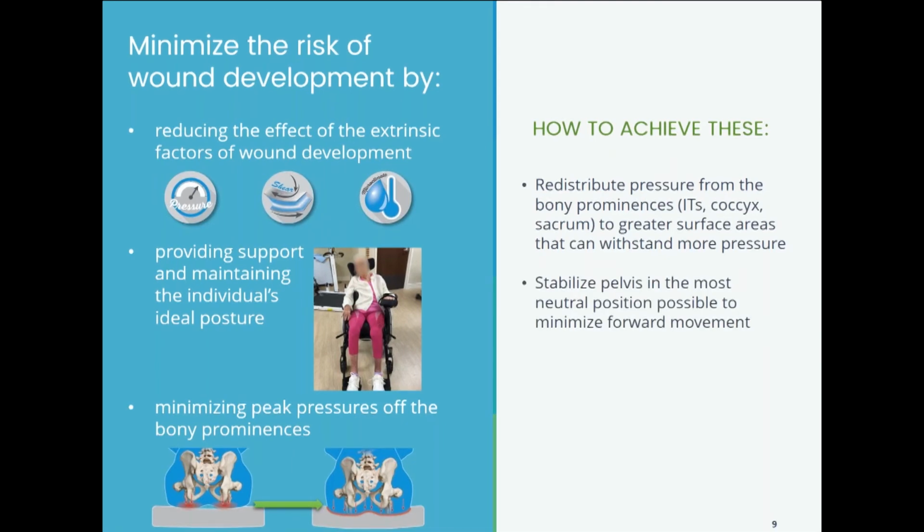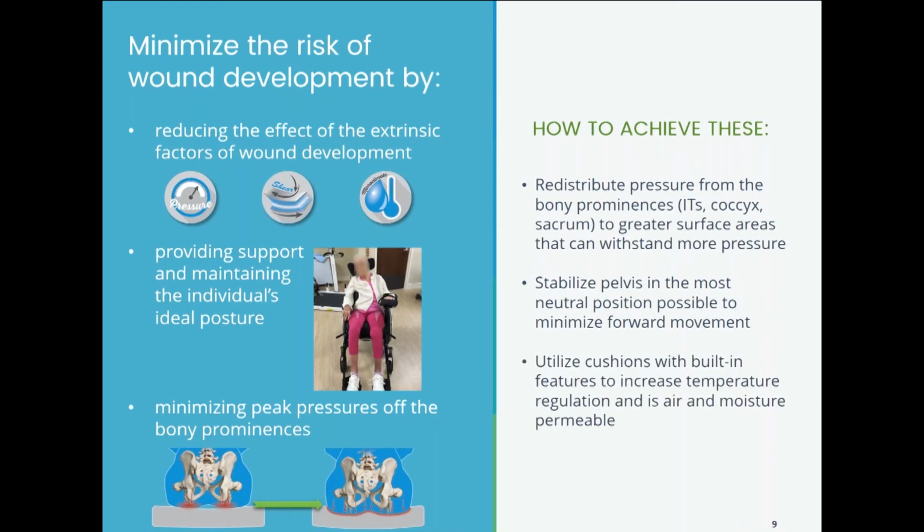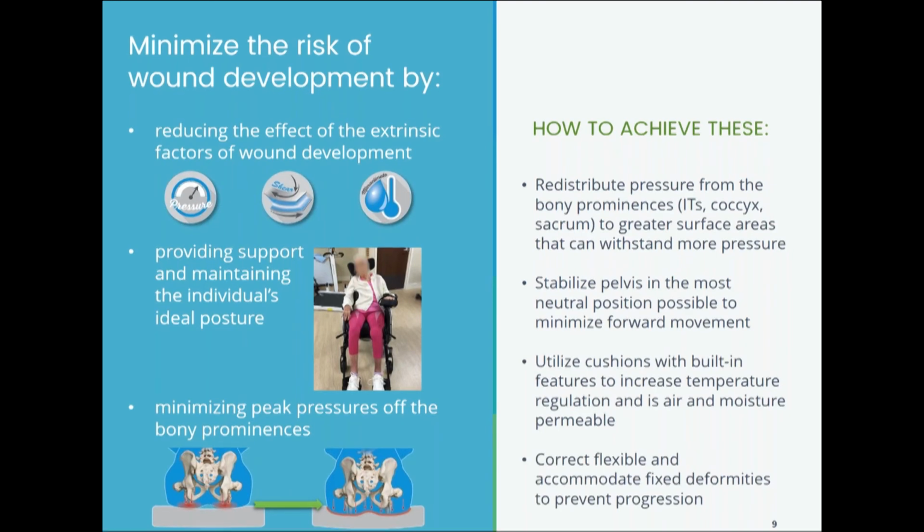We really want to try to stabilize the person in their neutral, most optimal position to prevent any forward movement of the pelvis or sliding into another type of abnormality like an obliquity or a rotation. We also want to utilize cushions that have those built-in features to fight that microclimate, that have temperature regulation, and that are air and moisture permeable. And we want to be able to correct those flexible postural abnormalities or accommodate for those fixed postural abnormalities to prevent further progression.